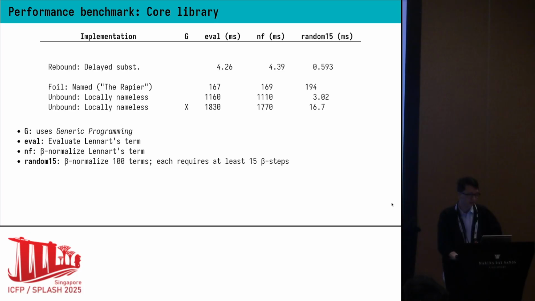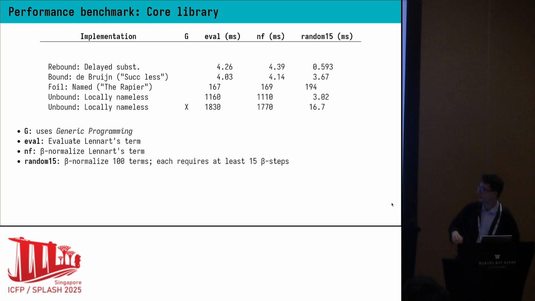The last contender is the Bound library, which is also based on de Bruijn indices and uses this idea of, and I quote, making it suck less to make it more efficient. And here it is a bit more efficient than Rebound on the 2 Leonard benchmarks, but is slower on the random 15. So that could be the end of the story. You win some, you lose some. We're more or less on par with Bound. But there is one last thing.